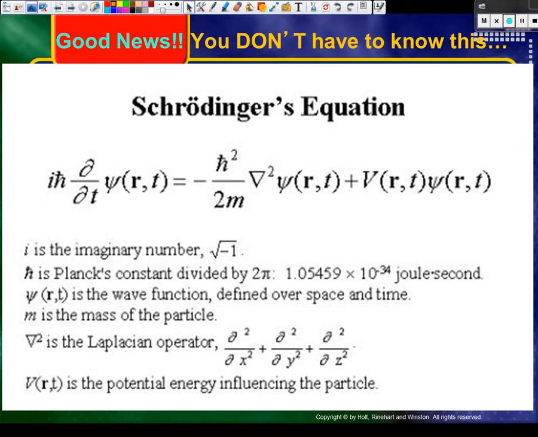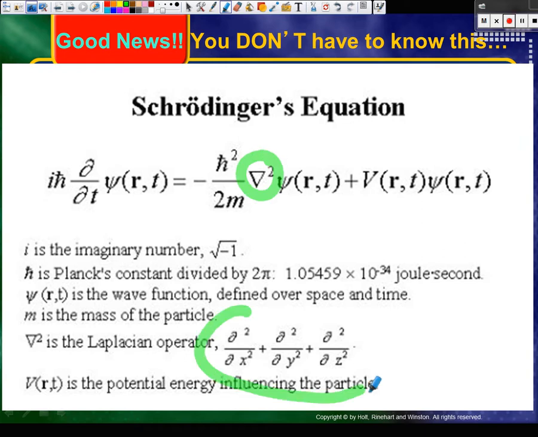Now, the part that I find most fascinating about this whole thing, and y'all may think it's all garbage and rubbish, is this thing right here called the Laplacian operator. This upside-down triangle squared is that. So that has to be substituted in. Again.